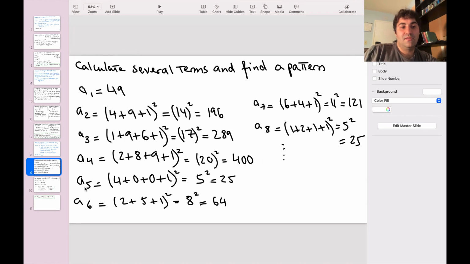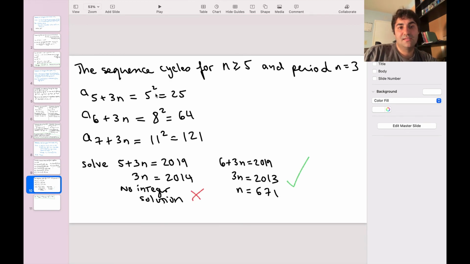So starting with a5, we see that the values cycle, with period 3. In other words, a5 equals a8, a6 is going to be equal to a9, and a7 is equal to a10. You can compute those if you want, but I'll just write that the sequence cycles for n greater than or equal to 5 with period 3. So we get this general relation: a(5+3n) equals 25, a(6+3n) equals 64, and a(7+3n) is equal to 121.